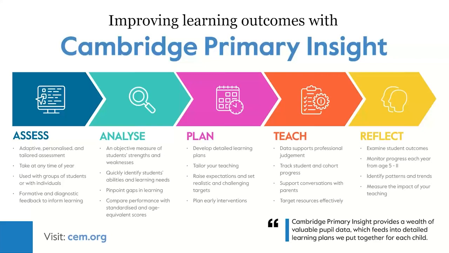And of course, once you've been around that cycle once, you reflect at the end. Has it worked? Do we need to do anything differently? If it's working, great, let's keep doing what we're doing. If it's not working, well, we need to think again and just look for patterns, trends, and evaluate the impact of what you're doing in the classroom. And then back to the start of the cycle again.